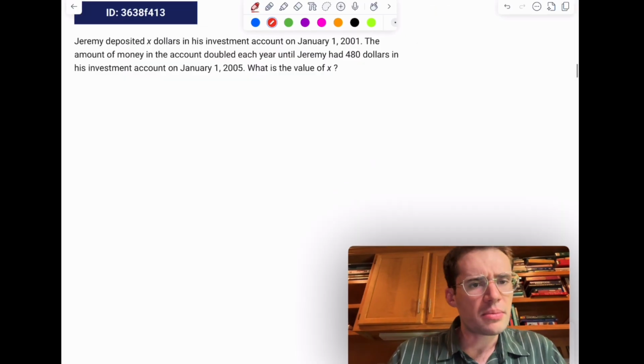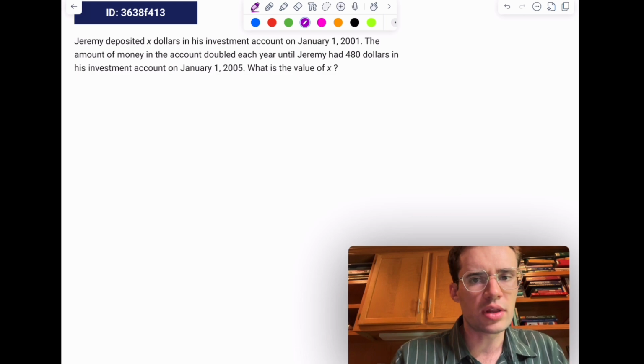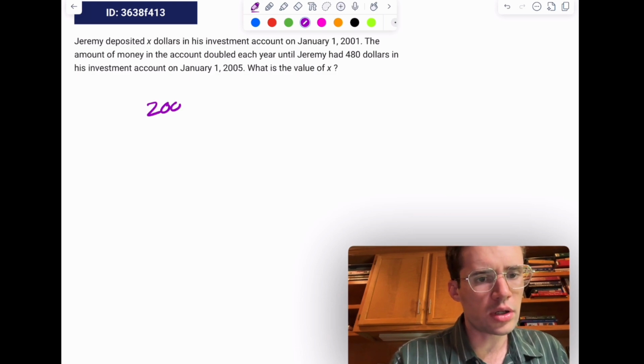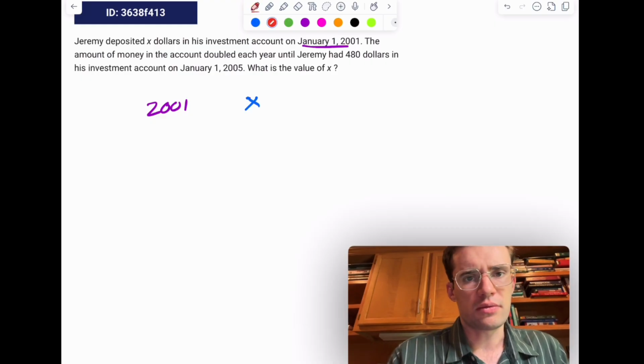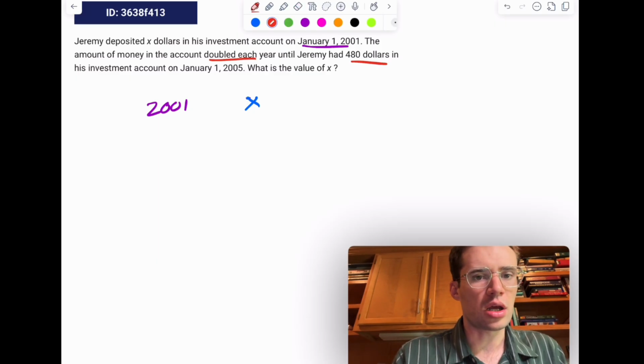Here we have Jeremy deposited X dollars in his investment account on January 1st, 2001. So it's 2001, January 1st, and it was X dollars. Okay, we don't know what X is yet. The amount of money in the account doubled each year. Oh, wow, that's very impressive return. So it's doubling each year until Jeremy had $480 in his investment account on January 1st, 2005.